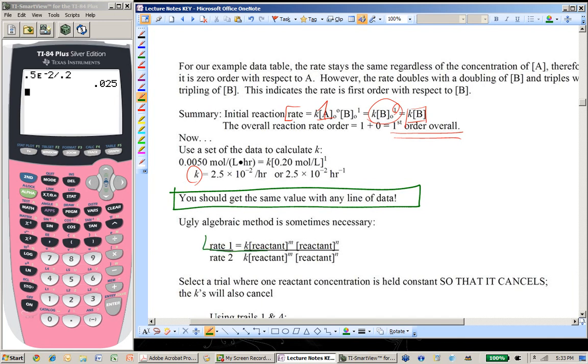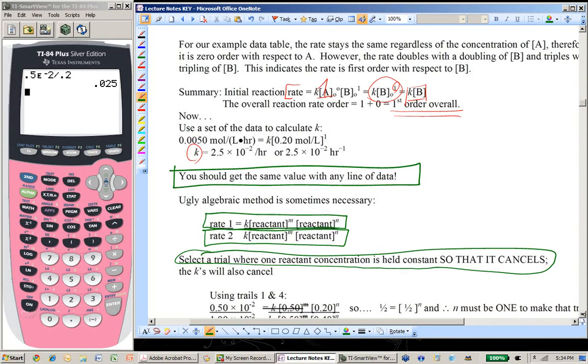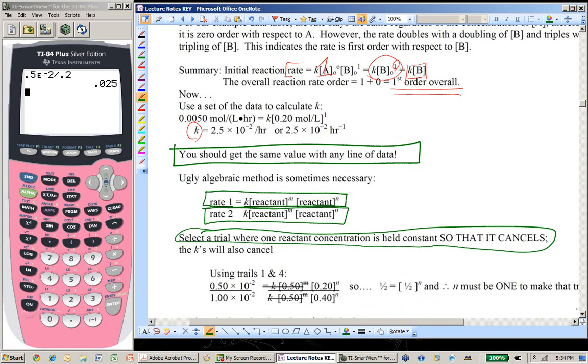I take the entire expression over the entire expression, and I crank out an answer. I can pick any lines of data that I want, but you're smart if you select a trial where one reactant concentration is held constant so that that term drops out of your math. That's just going to speed you up. So you still want to look for data where something is held constant.